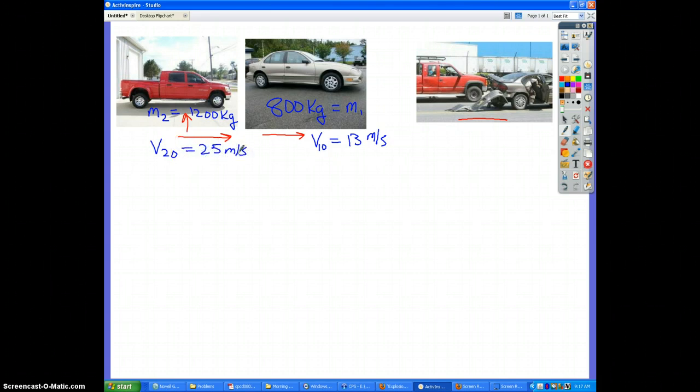What they'd like for us to find is what is the final speed of the car plus the truck. So we're just going to put VF. Notice that there's no 1 or 2 there because it does refer to both.